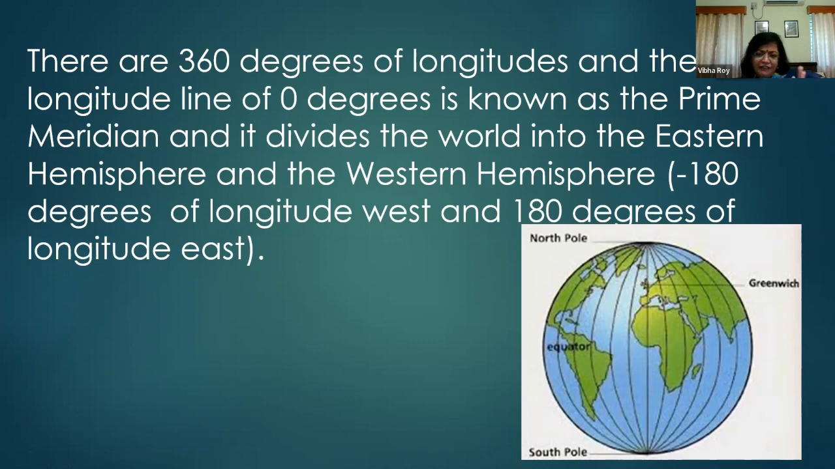And this was a reference point, just as the equator is a reference point for latitude. Same way, the prime meridian is a reference point for longitudes. All the meridians to the right of Greenwich are called East Longitudes, all the longitudes on the left of the prime meridian are called West Longitudes, and also the hemisphere is divided: Eastern Hemisphere, Western Hemisphere. So there are 360 degrees of longitude, and the longitude line of 0 degree is known as the prime meridian, and it divides the world into Eastern Hemisphere and Western Hemisphere. There are 180 degrees of longitude to the west and 180 degrees of longitude to the east.